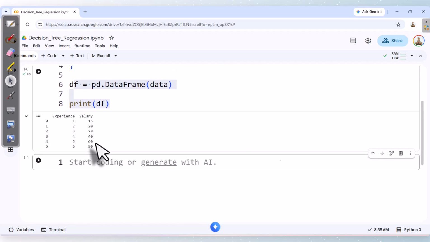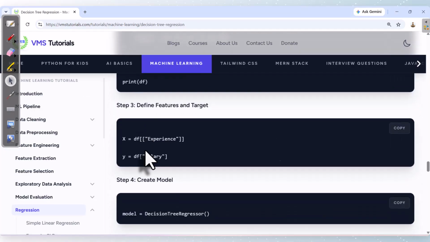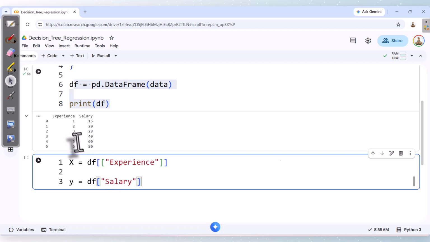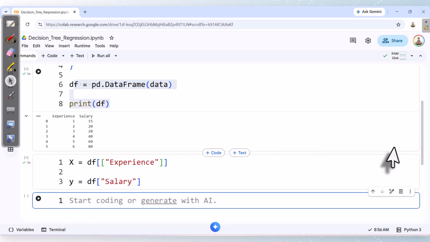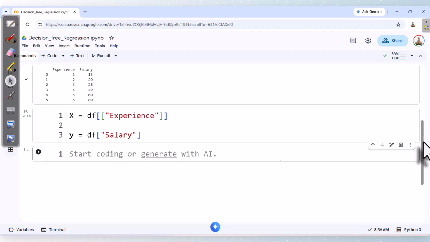You can take any large data set, no problem, the same concept. So this is my data frame. Now you can divide the features. The input feature is X, that is the experience. Then the output feature is salary, that is Y. So I have separated X and Y, the input values and output.